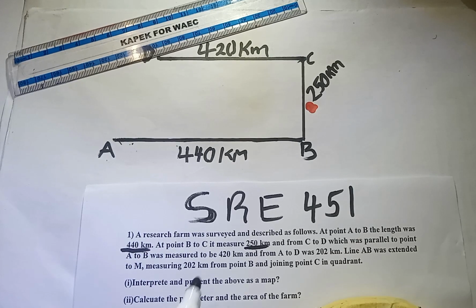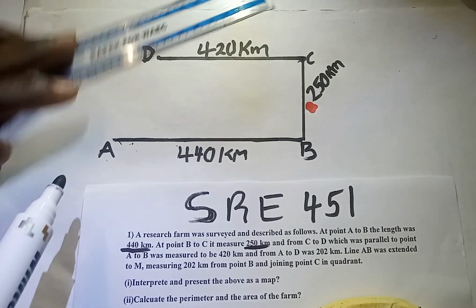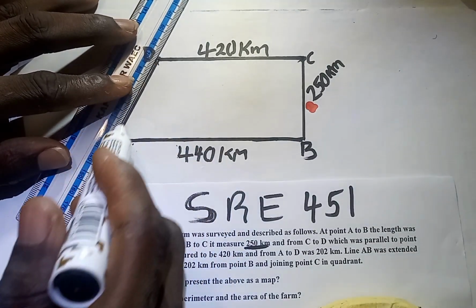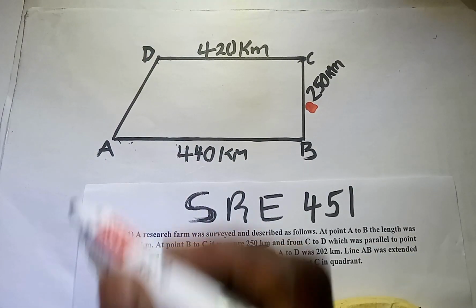So now the question also proceeds. A to D was 202 kilometers, from this place to this place. That's A to D. So I'm going to have it here like this. That is 202 kilometers.